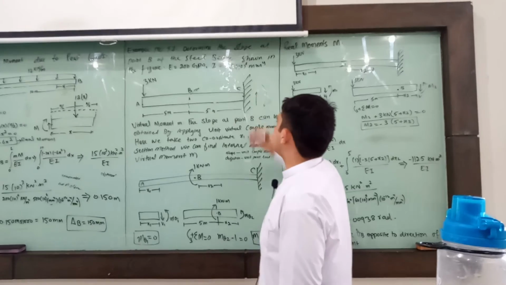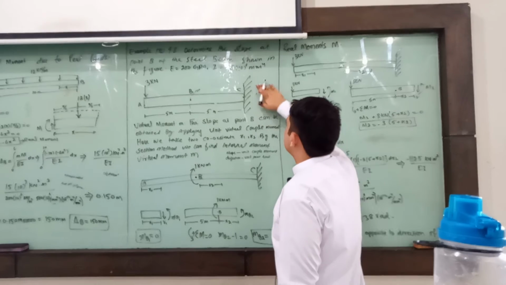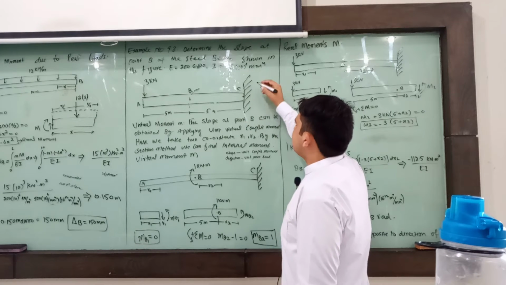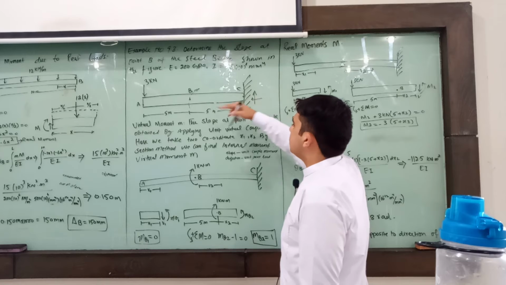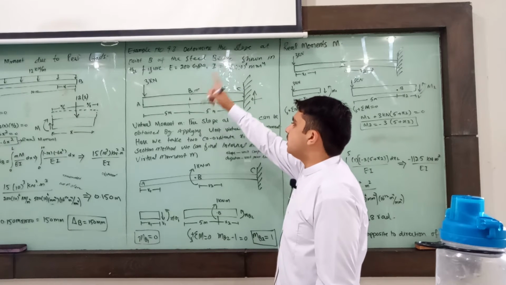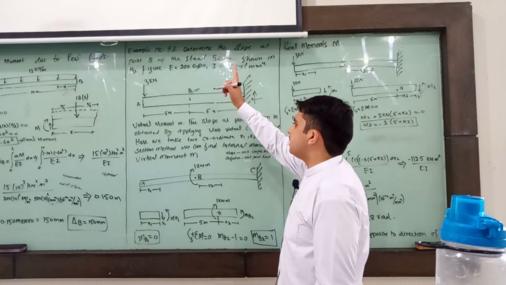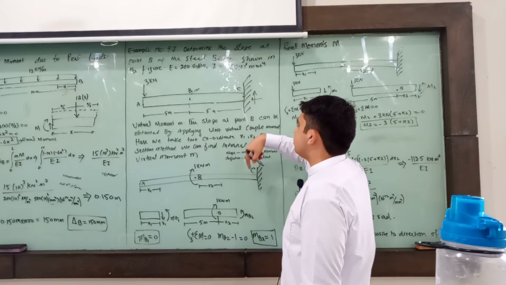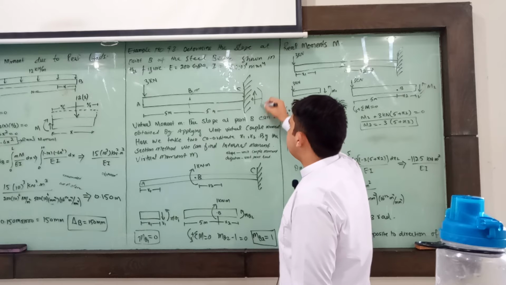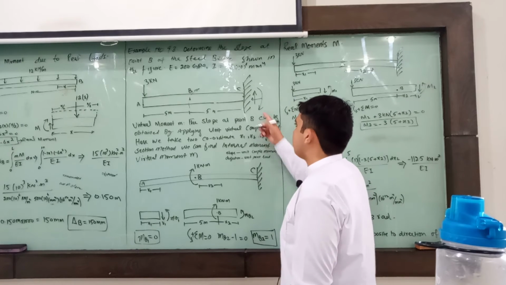So there is a fixed support. Now, what is meant by fixed support? Fixed support means that there exist three types of reactions: vertical force, horizontal force as well as moment. The load applied on the beam provides an anti-clockwise moment, so the reaction moment will be opposite, meaning clockwise direction.